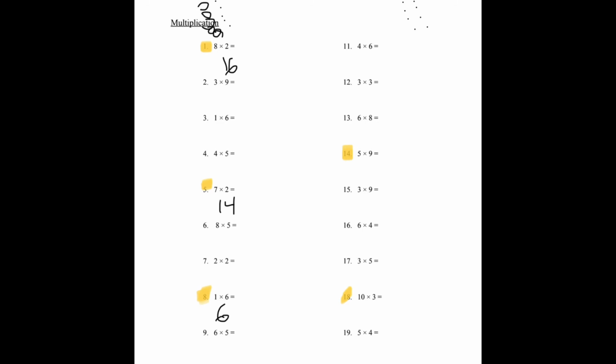5 times 9. 5 times 9 basically means 5 plus 5 plus 5 plus 5, 9 times, or you could do 9 plus 9 plus 9, 5 times. And if you do that, you get 45. And 10 times 3, that basically means 10 plus 10 plus 10, or you could do 3 plus 3 plus 3, 10 times, and if you do that, you get 30.